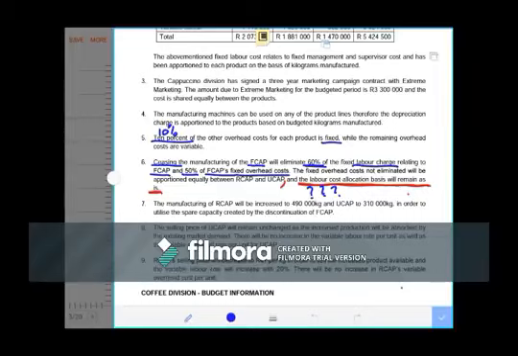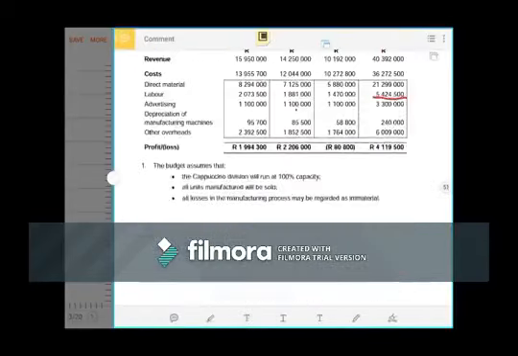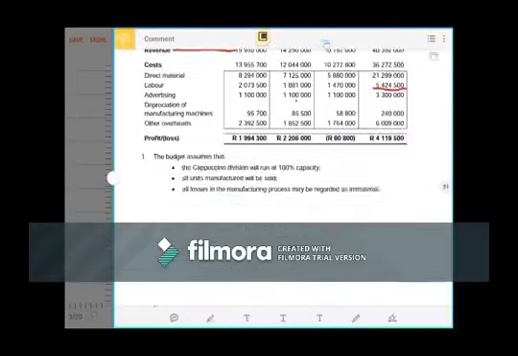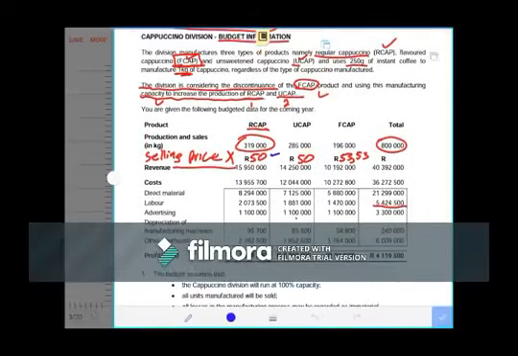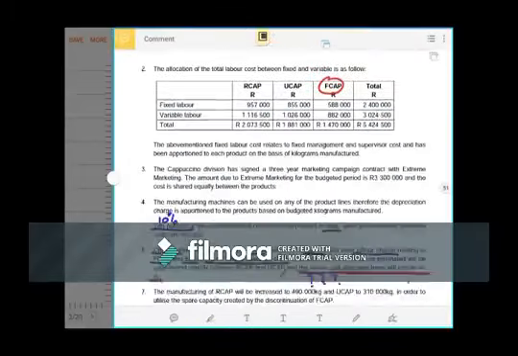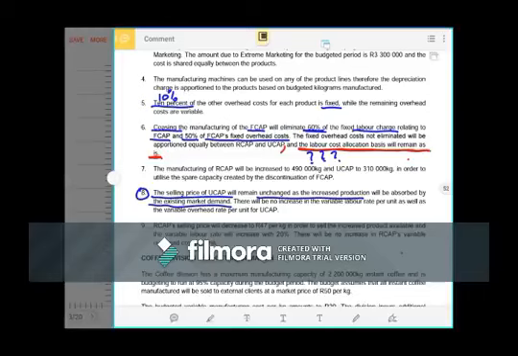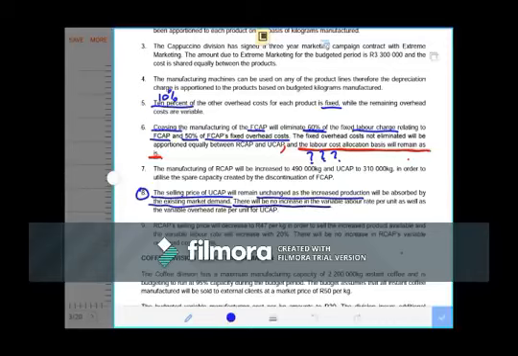Number 8 says that the selling price of the unsweetened cappuccino will remain unchanged as the increased production will be absorbed by the existing market demand. So the selling price, which was 50 rand, will remain unchanged. Let me check which one is that. That is for the unsweetened cappuccino. That will be the UCAP. This will remain the same. So it might be another one will go up or go down. And they say there will be no increase in the variable labor rate per unit, as well as the variable overheads rate per unit of the unsweetened cappuccino.